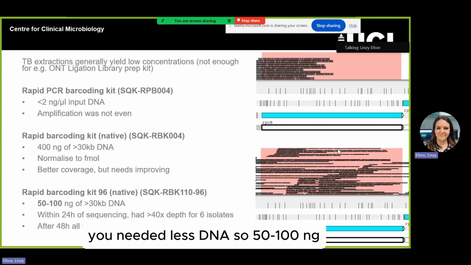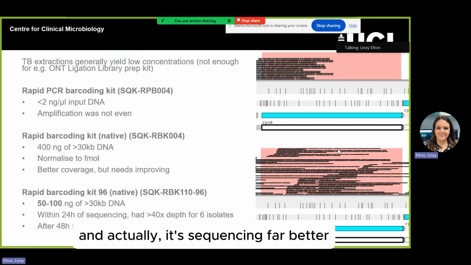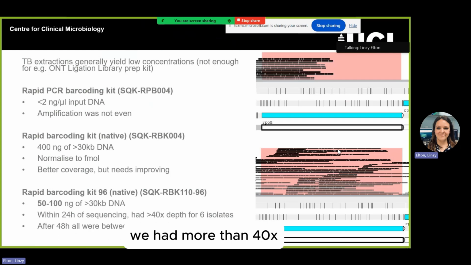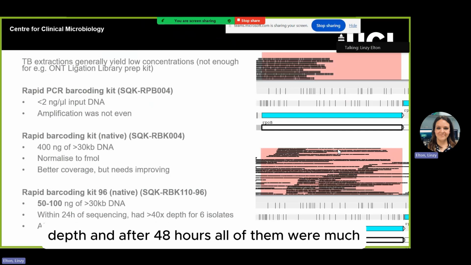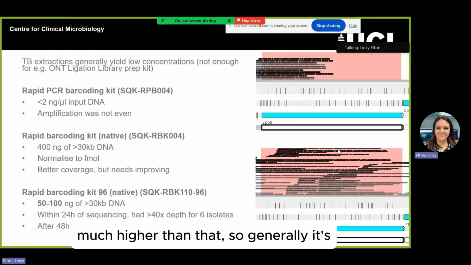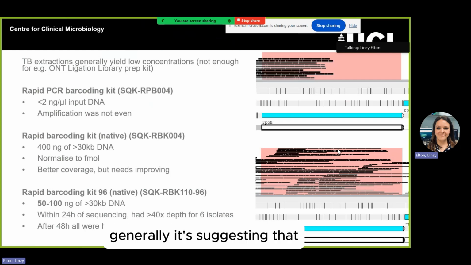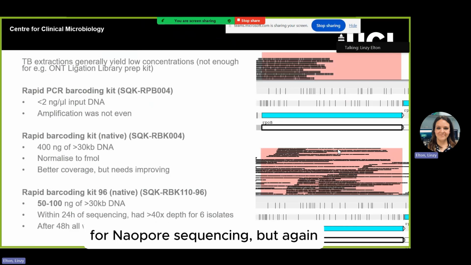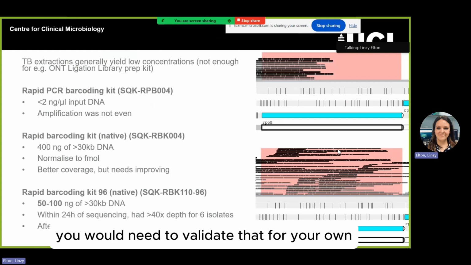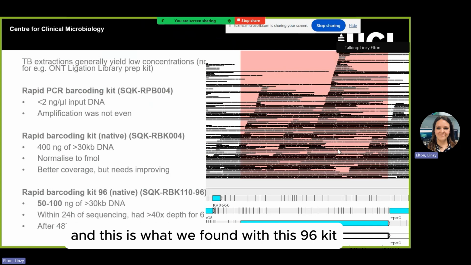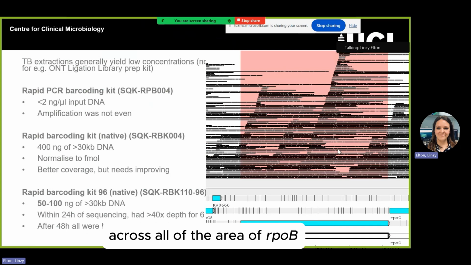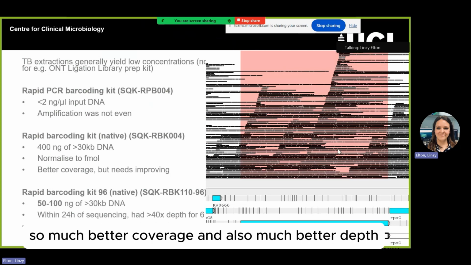You needed less DNA, so 50 to 100 nanograms, and actually it sequenced far better. So within 24 hours of sequencing 6 isolates, we had more than 40 times depth, and after 48 hours, all of them were much, much higher than that. So generally it's suggested that 40 times depth is the minimum you would need for nanopore sequencing, but again, you would need to validate that for your own laboratories. And this is what we found with this 96 kit. So you can see that there's far more reads across all of the area of RPOB, so much better coverage and also much better depth.